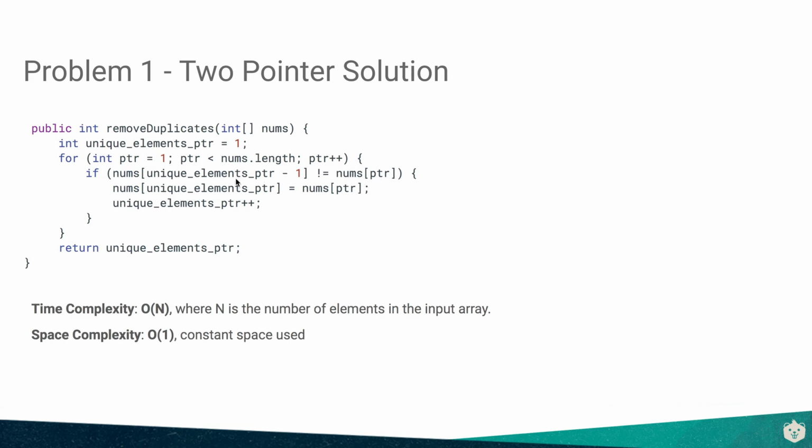duplicate, right? So if it's not a duplicate, that means you have to swap the numbers, right? So if a new value is seen, you put that in the position of the unique elements pointer and increment the unique element pointer, right? So if you do this, this is exactly what the visual representation in the previous slide was showing. And then finally you return the unique element pointer. The value here is the position +1, which is equal to the size of the unique element array.